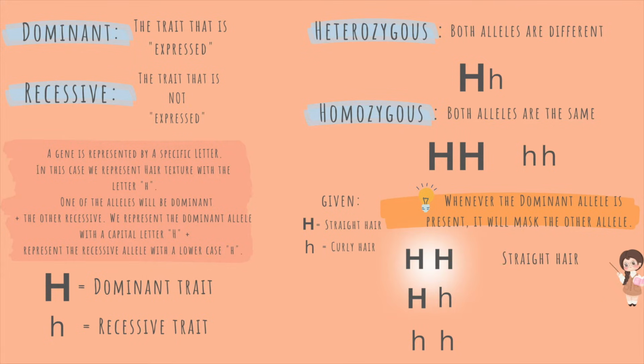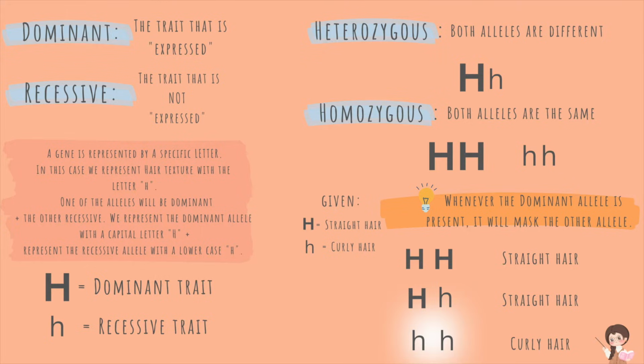We will get straight hair because the dominant allele is present. In other words, the big H is present. How about big H, little h? Again, we're going to get straight hair because again, the dominant allele is present. The big H is present. How about little h, little h? We will get curly hair because there is no dominant allele present to eclipse the recessive.